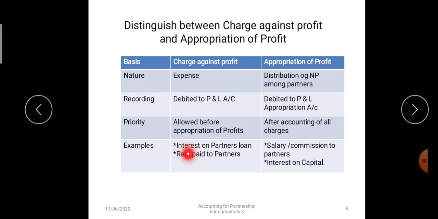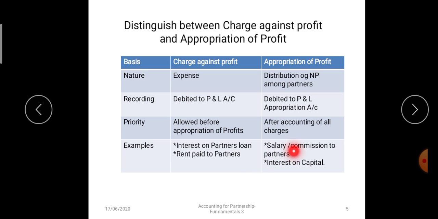Examples: interest on partner's loan, rent to a partner. Now see, these two items are paid to partners, still they will be considered as charge against profit. They will be paid even if the firm is not earning profit. These will be debited to the profit and loss account. Interest on partner's loan and rent are paid to the partner as a third party, an outsider, not as a partner.